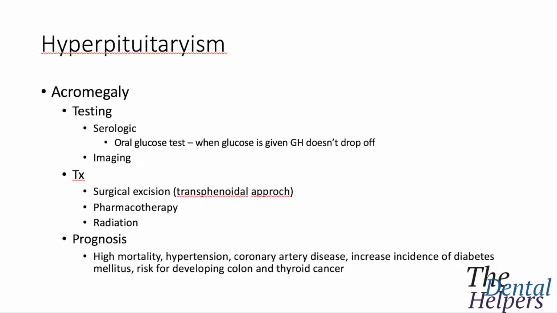In order to test for acromegaly, you're going to do a serological glucose test, and this is like a common test question. Basically what happens is you give glucose, and if it's a normal patient, the growth hormone will normally drop off. But in the case of acromegaly, growth hormone does not drop off.